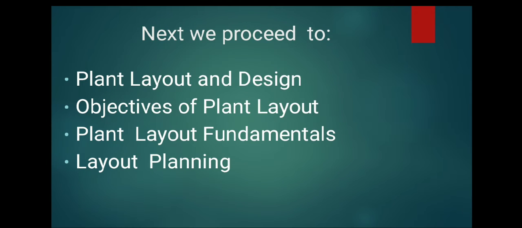Next, we proceed to the plant layout and design. So layout and design: plant design deals with the physical arrangement of factories, plants, warehouses, offices, and laboratory areas, and commercial establishments also. And this arrangement involves the equipment, the people, the workplace, the supporting services, the utilities, and communications and control equipment, and the building itself.